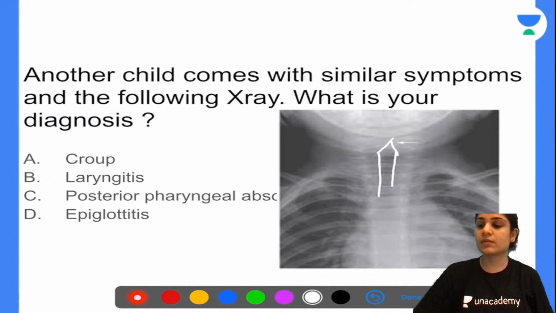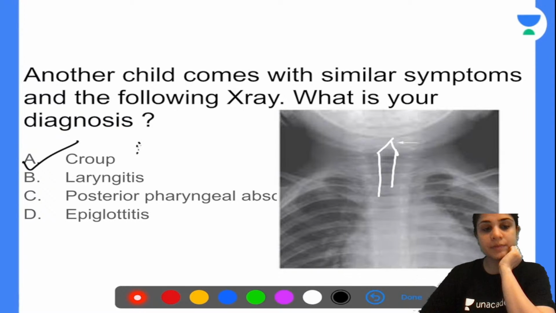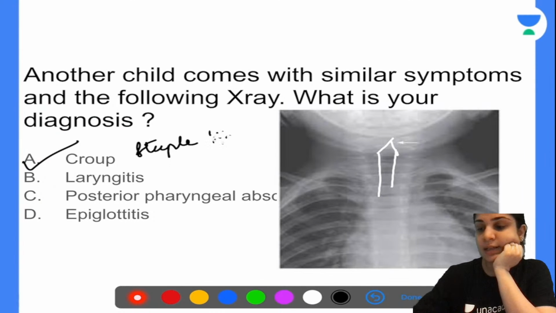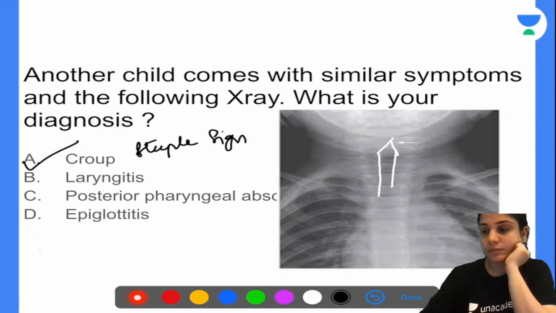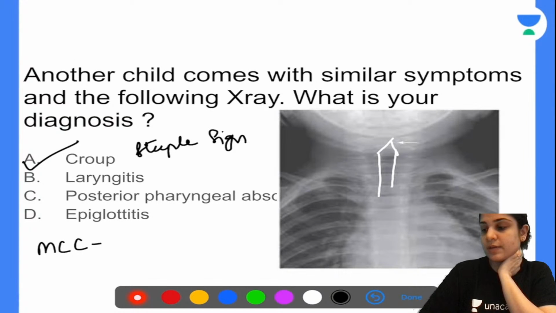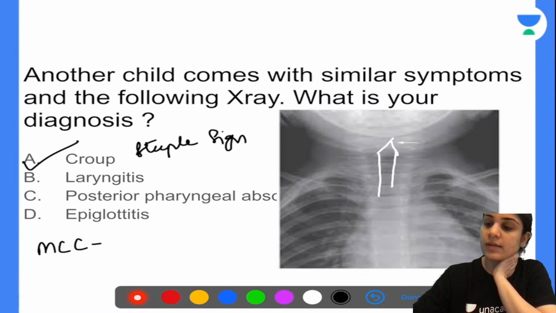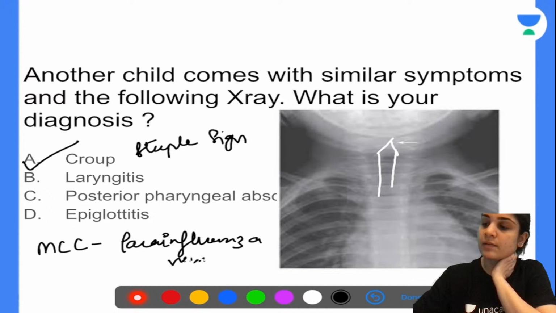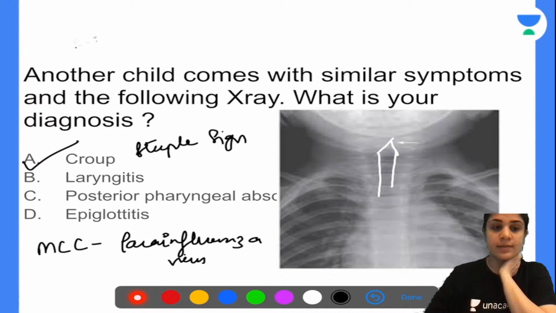What is the causative organism that is causing this? Most common cause of croup and the other name for croup. Yeah. So this is a viral disease. It is caused by parainfluenza virus. What is the other name of this disease? It is also called LTB. What is LTB? LTB is nothing but laryngotracheobronchitis. Okay.